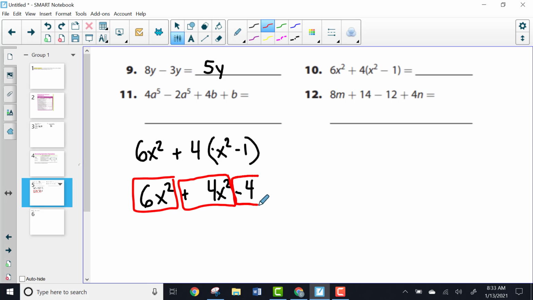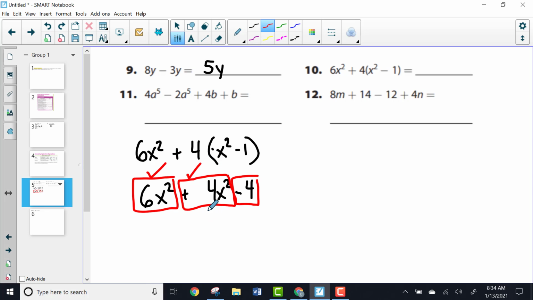I'm going to keep the positive and negative signs here. All right, so now whenever I'm combining like terms, remember, like terms are terms with the same variables, if they have variables, raised to the same powers. So I have x to the power of 2, x to the power of 2 here. So 6x to the power of 2 and 4x to the power of 2 are like terms. So that means I combine them.